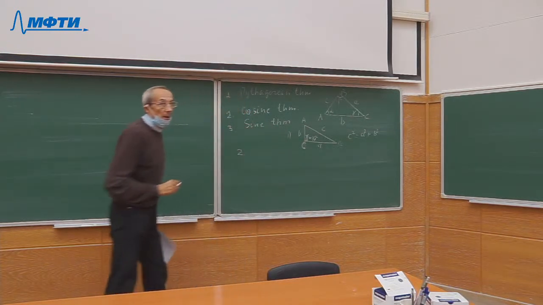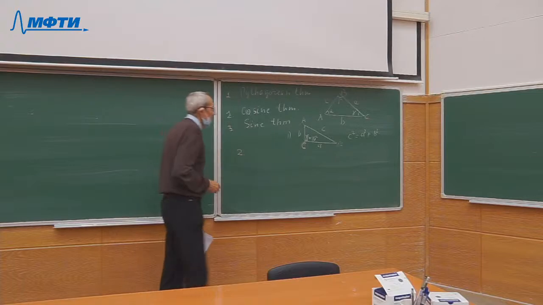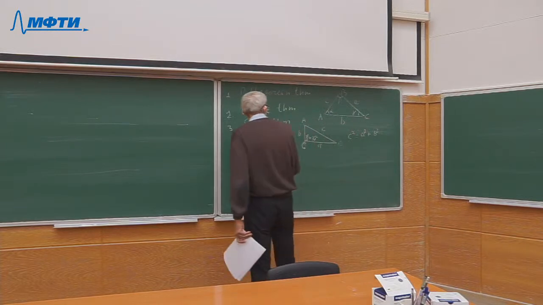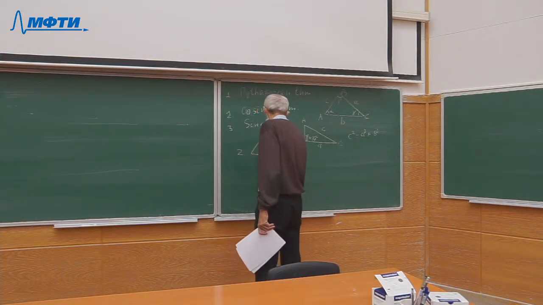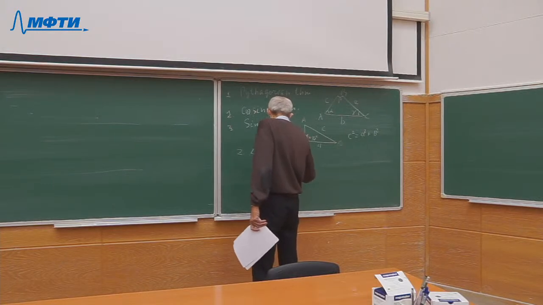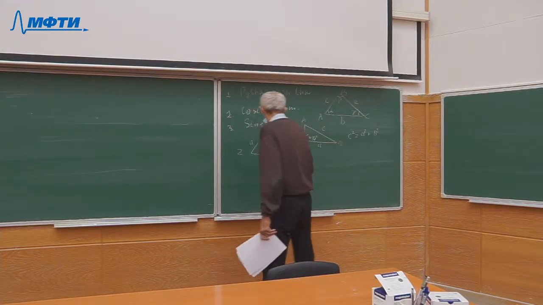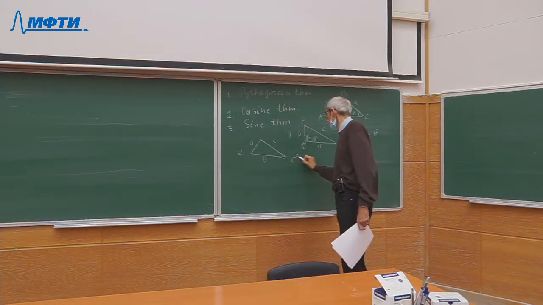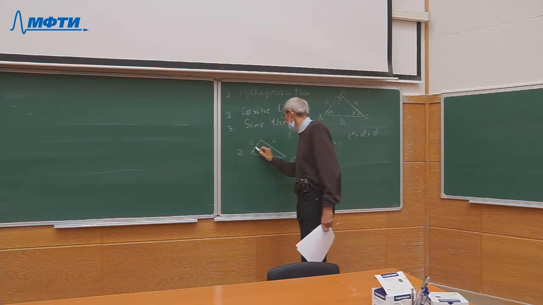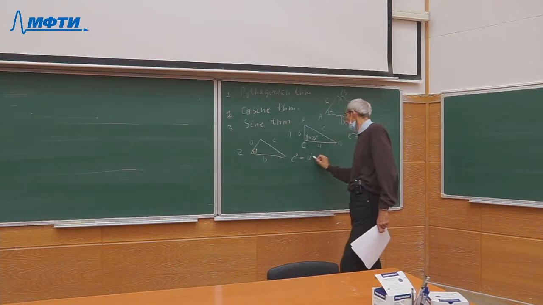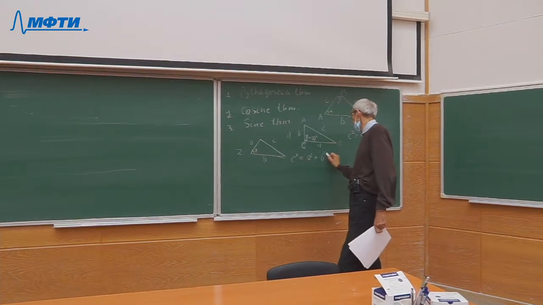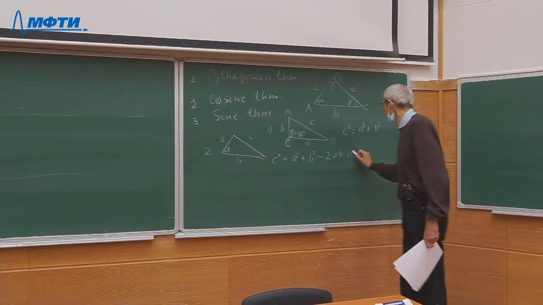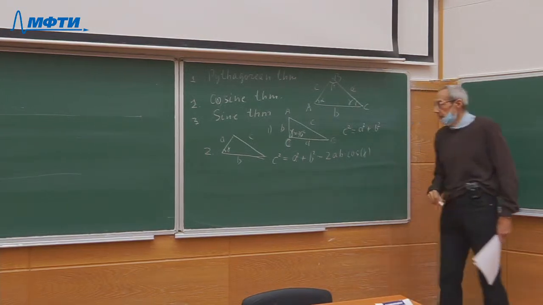Second, the cosine theorem. This theorem asserts that in the case of an arbitrary triangle, the square of c is equal to the sum of squares of a and b minus twice the product of a, b, and the cosine of angle gamma.